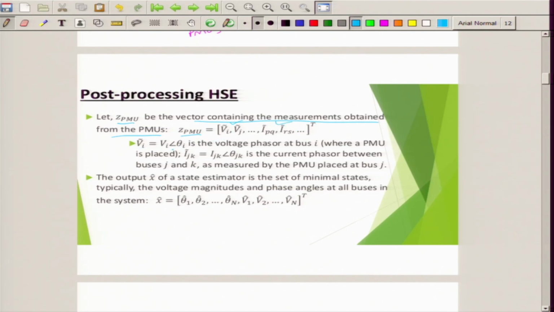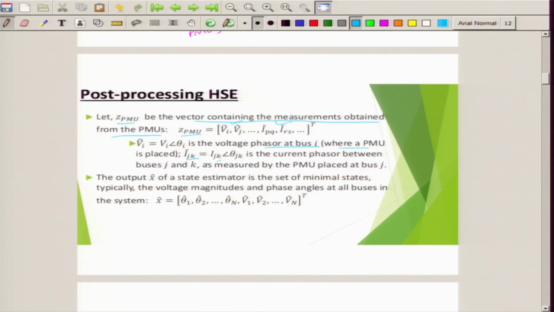So Vi at an angle theta i is the voltage phasor at bus i. At any specific bus, there is a voltage and phase angle that is being measured by using the PMU, where a PMU is placed, and Ijk is the current which is flowing from bus j to bus k, and this also has a magnitude and a phase angle, and this is a current phasor being measured by using a PMU which is placed at bus j, because you have a PMU placed at bus i and a PMU placed at bus j, and you will be able to estimate the voltage at bus i as well as the current flowing between bus i and j.